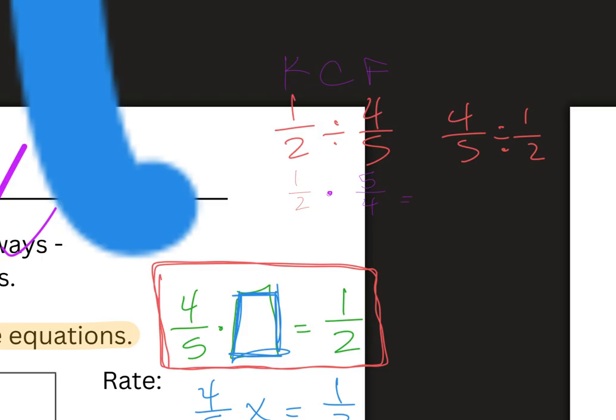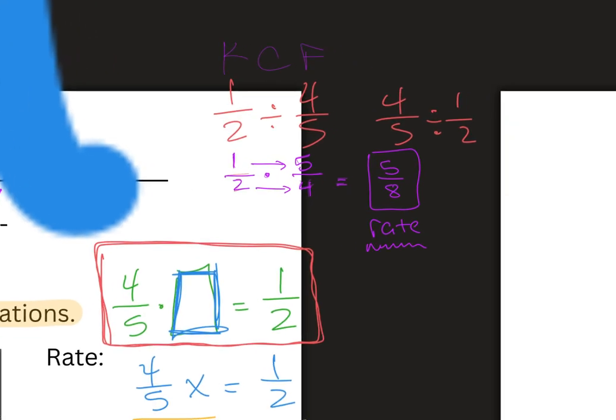My pen is hard to read. Let me change the thickness of the pen. 1/2 times 5/4. What does that equal? Well, 1 times 5 is 5. 2 times 4 is 8. The rate is 5/8.